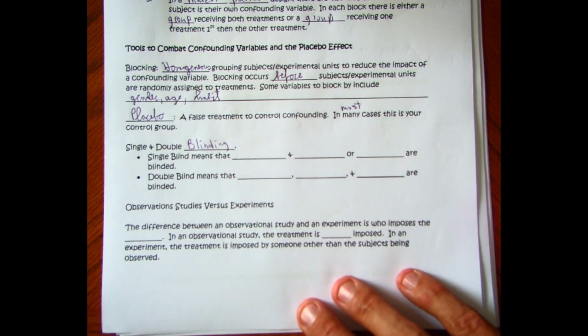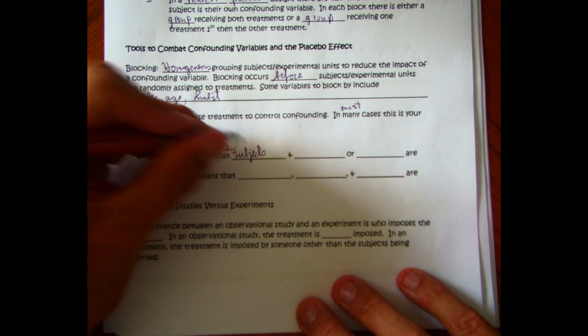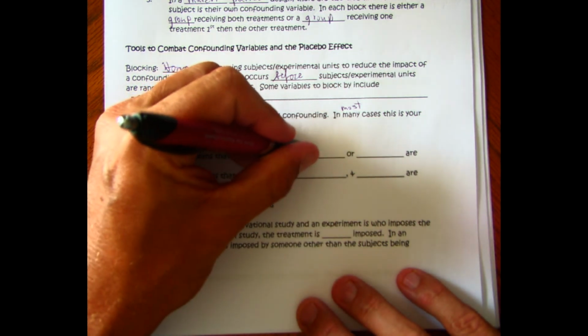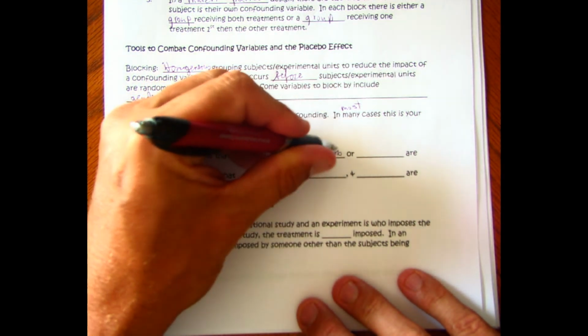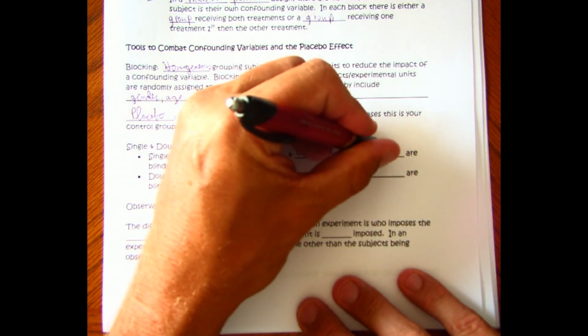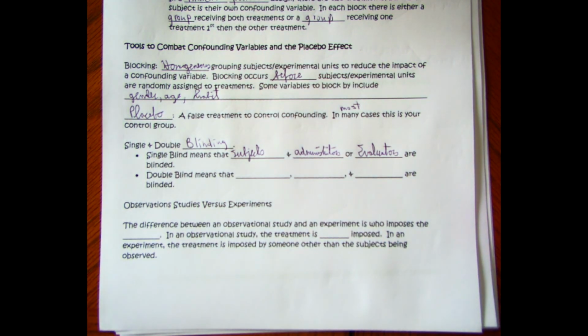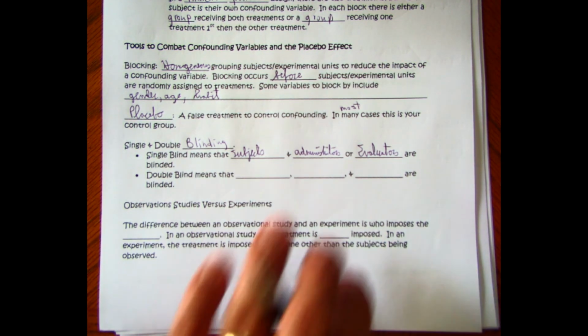And single blind means that the subjects and administrators or the evaluators are blinded to the fact of who's getting what. Okay, so when we look at this, on one side of the experiment, you have the people who are being treated, those are the subjects, and the people who are administering the treatment.